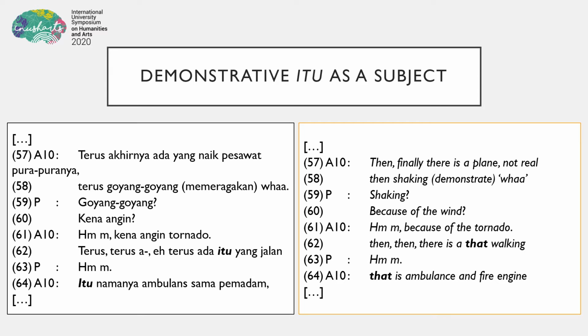Terus ada itu yang jalan. So itu here is a subject that is followed by verb jalan. There is a that walking, but actually we don't know what he means by that. We can see what he means by itu here in speech 64. Itu namanya ambulans dan pemadam. So actually he means itu yang jalan, that walking, are the ambulance and fire engine. So we see here the subject is followed by verb.